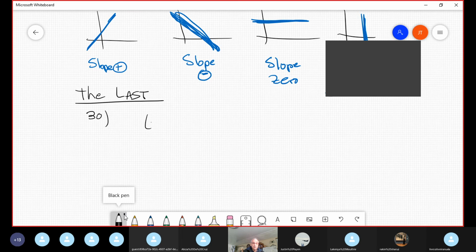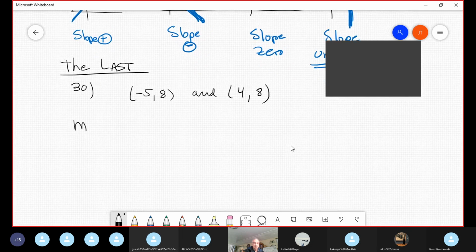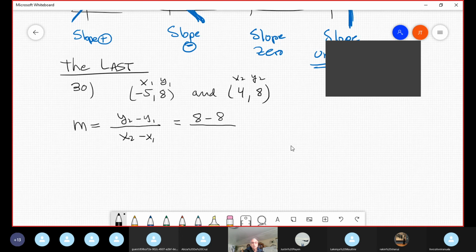Then the points are (-5, 8) and (4, 8). The formula: slope is equal to y2 minus y1 over x2 minus x1. This is x1, y1. This is x2, y2. Y2 is 8. Y1 is 8. Wow. X2 is 4. Minus x1 is -5. 8 minus 8 is 0. And this is 4 plus 5, which is 9. 0 divided by 9 is 0.